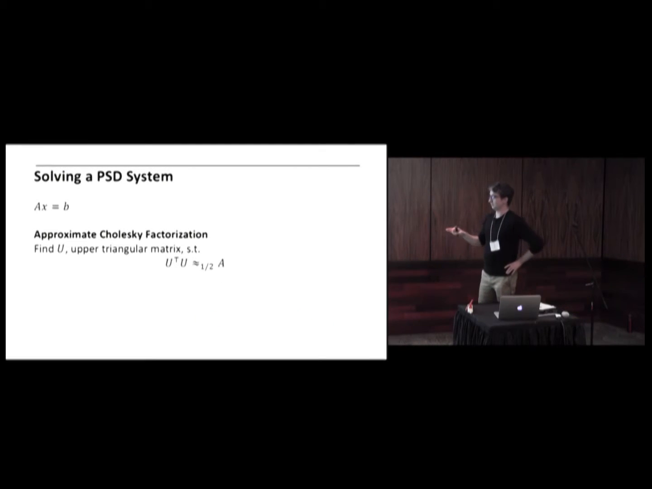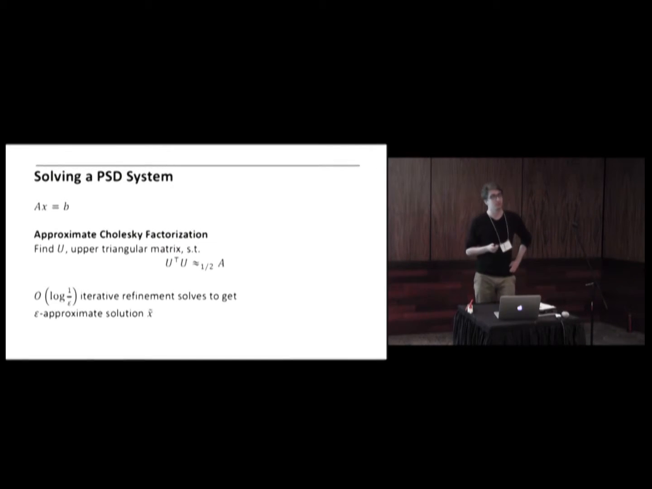Now we introduce a notion that we call approximate Cholesky factorization. It says find U that's upper triangular such that U transpose U is 1/2 approximately equal to A. And then if you have this, you can use it as a preconditioner in preconditioned iterative refinement, and this will then give you a good solution in log 1 over epsilon iterative refinement steps.